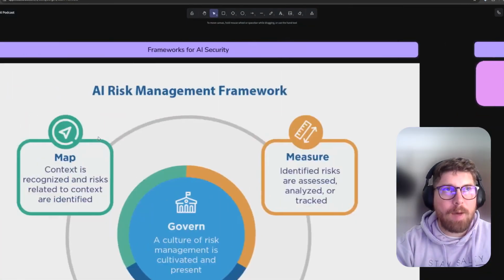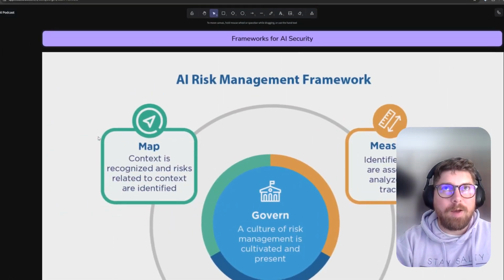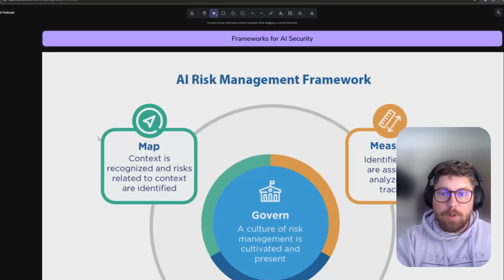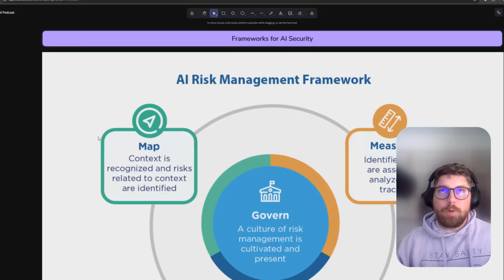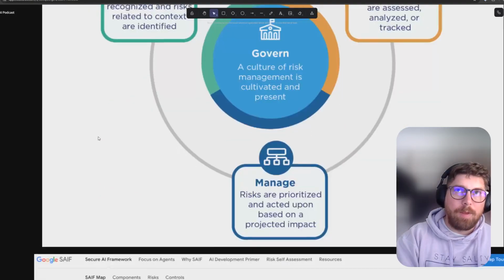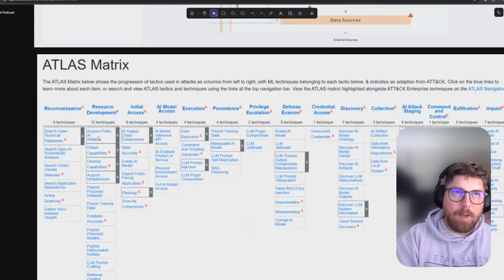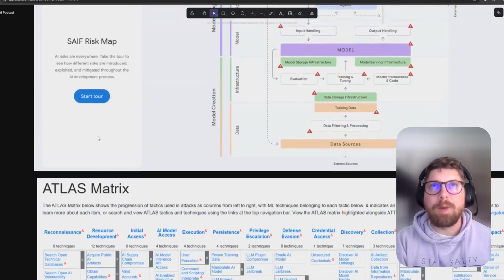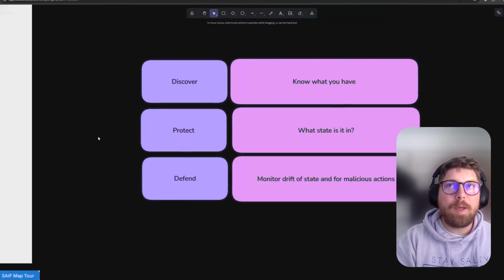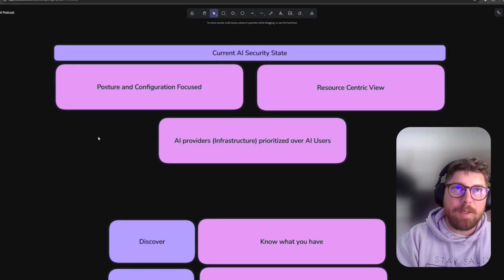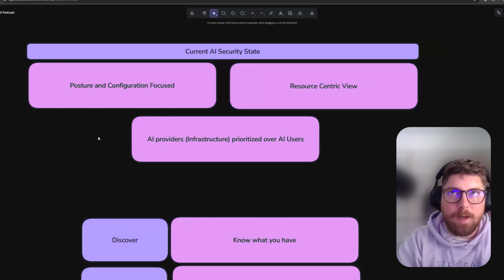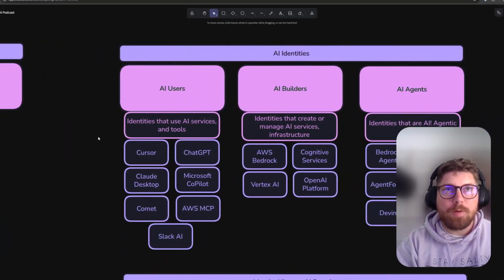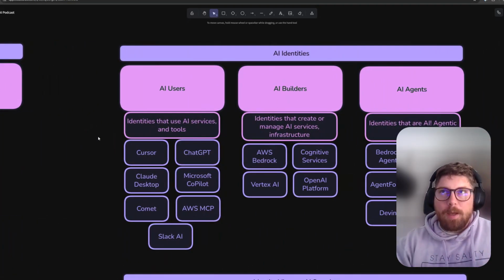Let's do a quick recap of everything here at the end. There are some good frameworks. Make sure you're paying attention to them and watching for new ones to understand how the world is thinking about AI security. So the NIST framework, Google's SAIF framework, and Atlas Matrix are kind of my three that I like to pay attention to. But when it really comes down to it, my stance is AI security is mostly just identity security, where you're focusing in on particular identity types. What are those identity types? Those are your AI users, your AI builders, and AI agents.